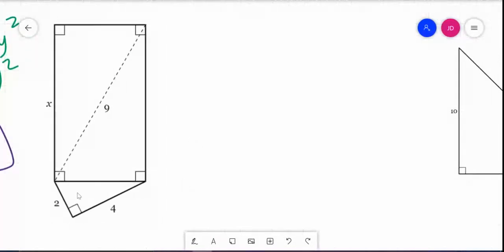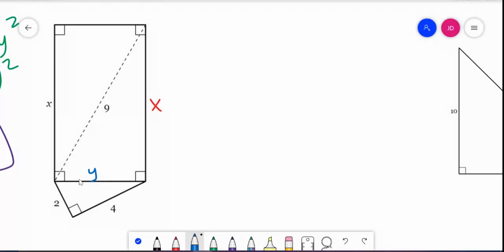Okay, same kind of thing here. We start labeling some sides. It looks like I'm looking for x here. So if this is x, that means this is going to be x. Do I know anything else? Nope. I still have to figure this out. So I can still figure out this hypotenuse here, right? I'm going to call it y, just so it's a different letter.